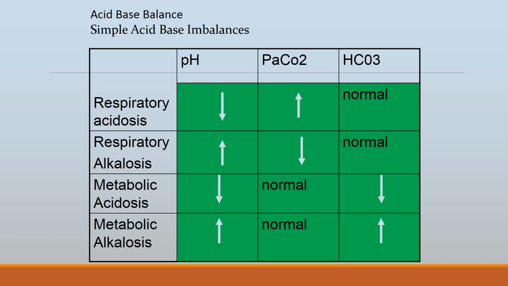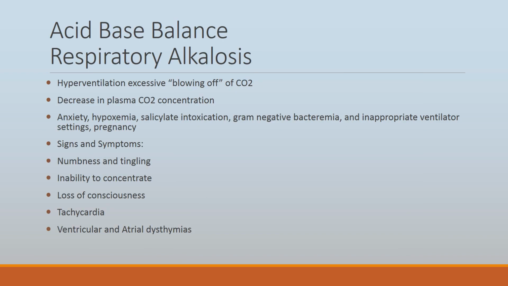Respiratory alkalosis is when the pH is high and the PaCO2 is low. When the PaCO2 is low, that means there's not enough CO2 in the blood. So when we think of patients that are anxious, they're hyperventilating. A lot of times they're breathing so fast that they're getting rid of all the CO2. So usually we'll see it with patients that are anxious, hypoxemic, have had an intoxication, or may be pregnant.